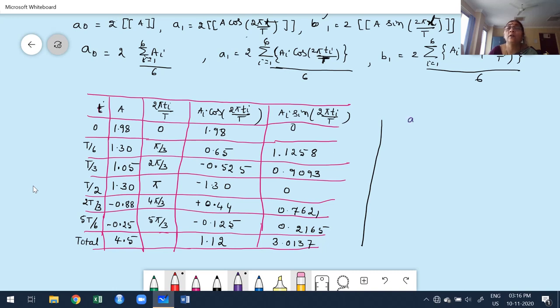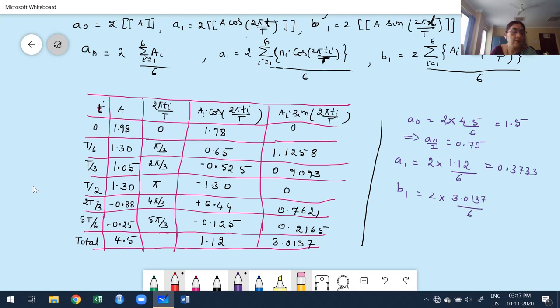A0, A1, B1. What is A0? You already wrote it on the board. A0 is equal to 2 into the sum of y, which is 4.5, divided by 6. Okay, simplify that. Now we get 1.5. That implies my A0 by 2 is nothing but 0.75. And next A1, what is my A1? A1 is nothing but 2 into the sum of this value 1.12 divided by 6. Then simplify that, we get 0.3733. Similarly, I have to calculate B1, 2 into 3.0137 divided by 6, which is nothing but 1.0046. These are the values for A0 by 2, A1 and B1, and then you have to construct the Fourier series up to the first harmonic.